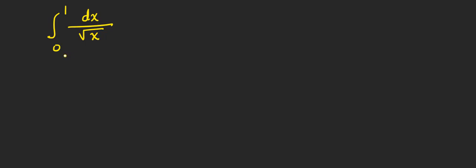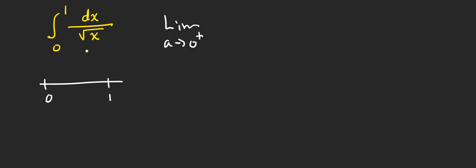You've got to be careful here because our trouble spot is at 0. What happens when you plug in 0? You get 1 over 0, which is undefined. So what we need to do here is rewrite it as the limit as a approaches 0 from the right side. Because think about it, you're going from 0 to 1. This function is undefined at 0, so you have to approach 0 from the right side. And then you have to do the integral of a to 1 dx over radical x.